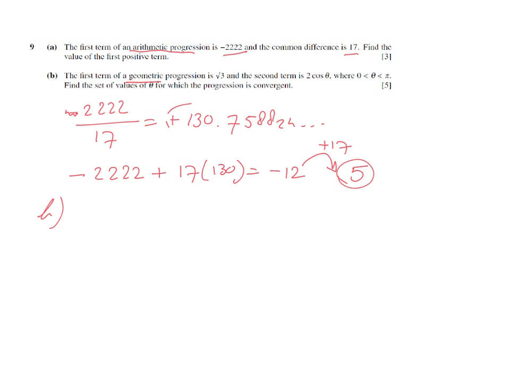Converging progressions, what do you know about that? You know that the ratio for converging progressions has to be, let's say, a fraction. So it will lie between 1 and minus 1. Okay, and what is the ratio? The ratio is always the term divided by its preceding term. So the second term in this case divided by the first term. That will be the ratio.